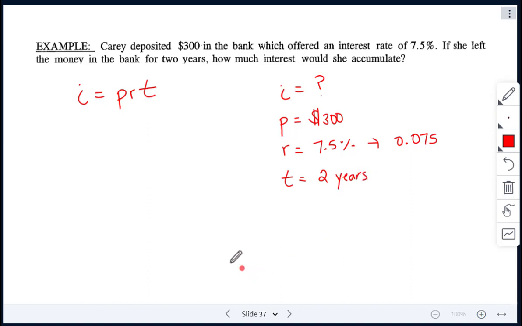So now we just have to put everything into the formula. So I is equal to 300 times 0.075 times the 2 years. And then you just put that into your calculator, and we get $45. The last step would be to write out the sentence. So if she left the money in the bank for 2 years, the interest accumulated would be $45.